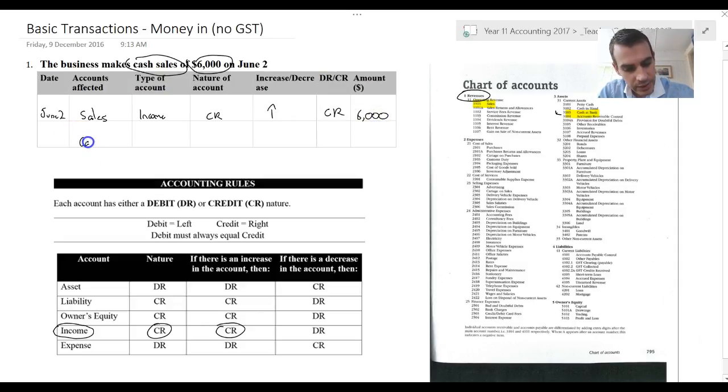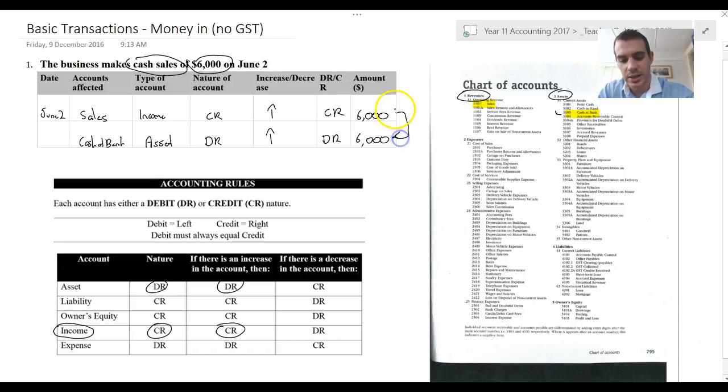The other account affected was cash at bank. Cash at bank, we know, is an asset, from over here, our chart of accounts. Nature of assets accounts, they're debit by nature. Our bank account balance has gone up because we've made money, which means our account stays the same. And the amount is $6,000. You can see here our debits equal our credits.